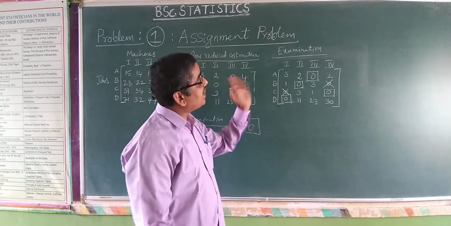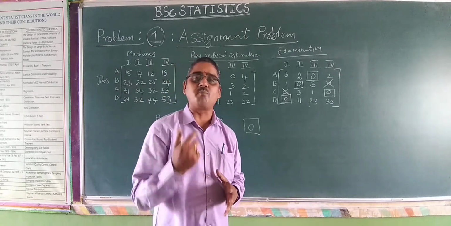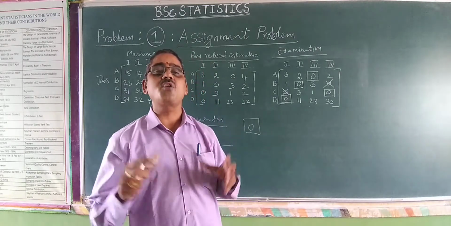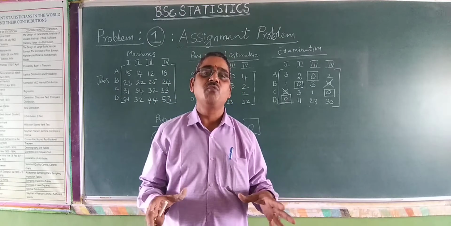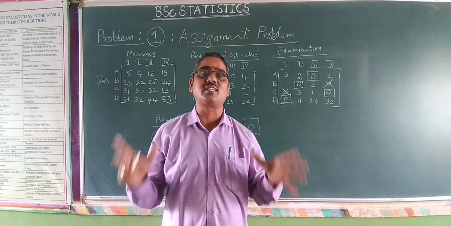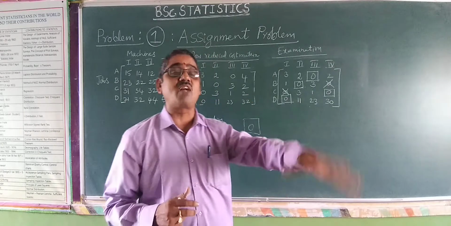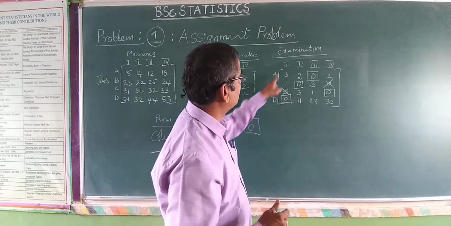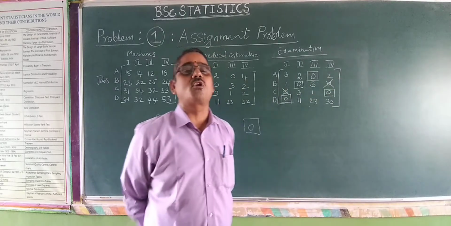Now after the row and column examinations are completed, then we have to examine whether any particular 0 was left without assigning, without crossing. Examine the zeros. All zeros were either assigned or crossed. So therefore the problem was finished.